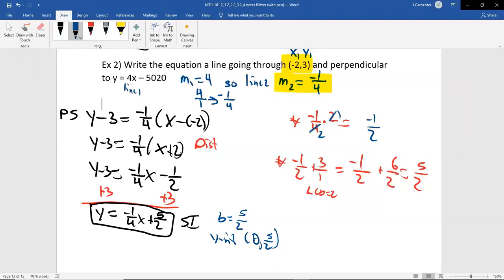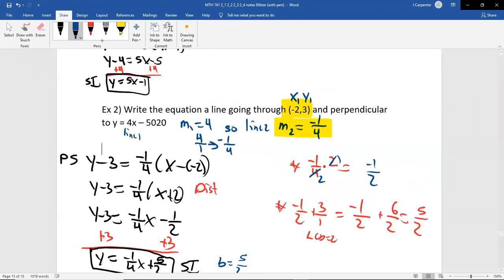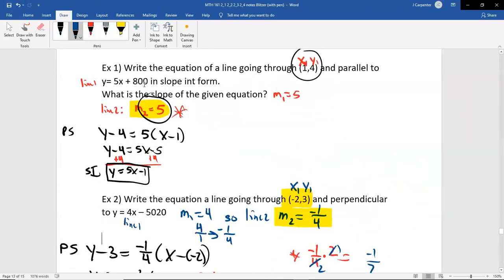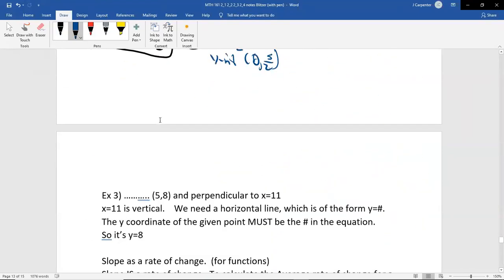This is probably one of the more challenging problems because of the perpendicular aspect. This is the one that students mess up more than anything else. The second thing students mess up is they want to use this 50/20 somehow. It's completely irrelevant for the problem. Same as how I mentioned that 800 was completely irrelevant for example 1 for creating the second line, because it's only based off a slope.